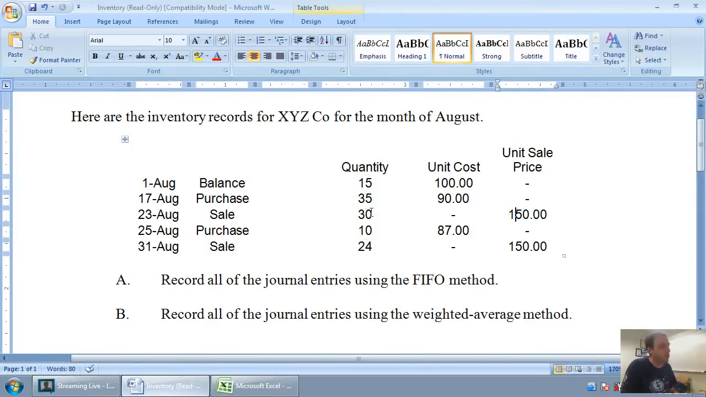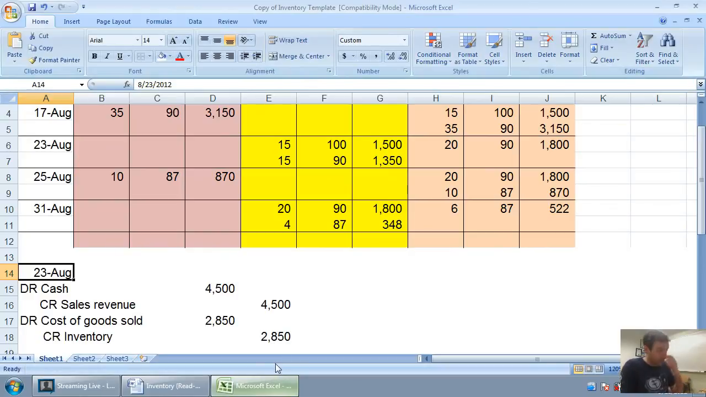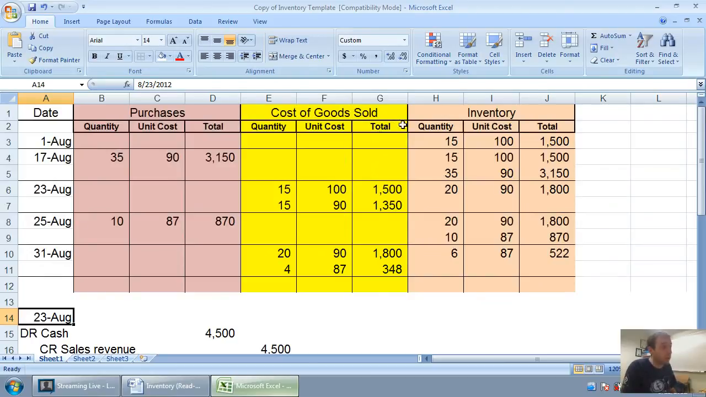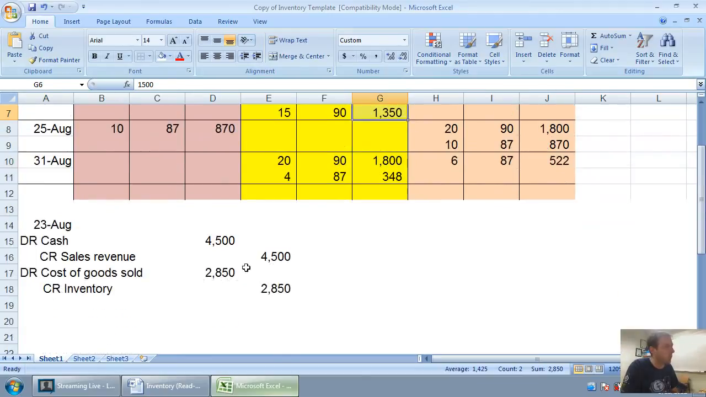And in this case, we sold 30 units at $150. That's $4,500 worth of sales. We debit cost of goods sold and credit inventory for the amount that the inventory cost. And that's where this inventory record comes in very handy, because that's how we track our cost of goods sold. So our cost of goods sold for August 23rd was $2,850, and there it is in our journal entry.